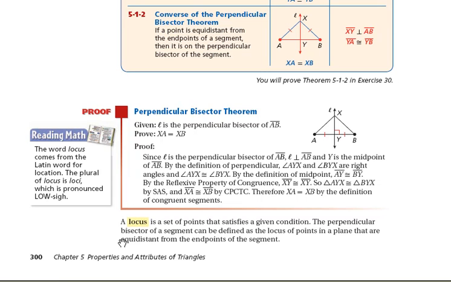Another term down here is something called a locus. A locus is a set of points that satisfies a given condition. So when we talk about any of these points on this line, we're actually talking about a locus, which means really just a bunch of points.